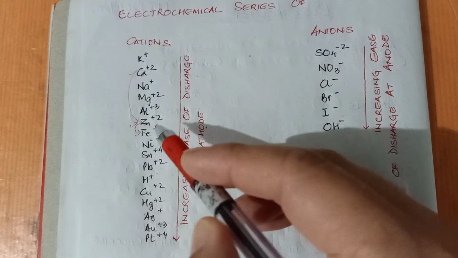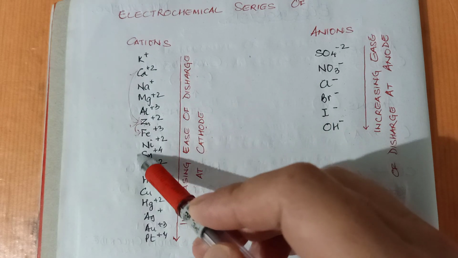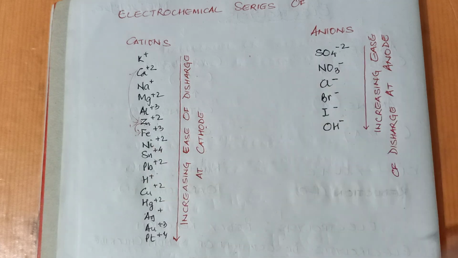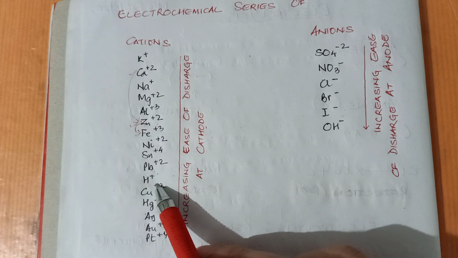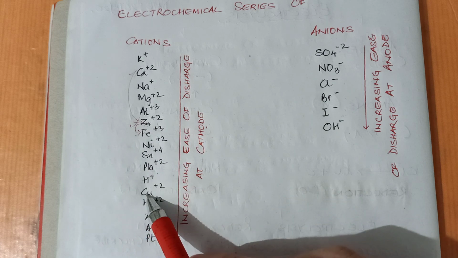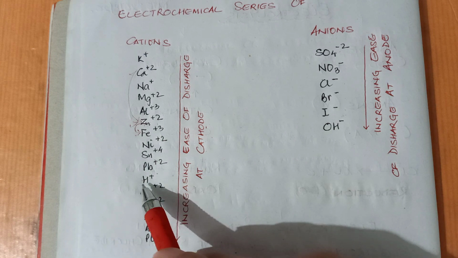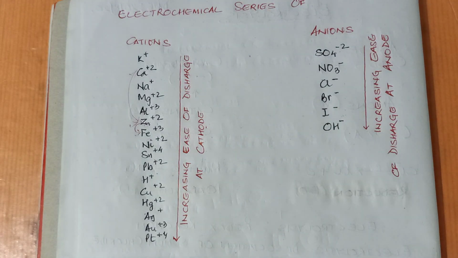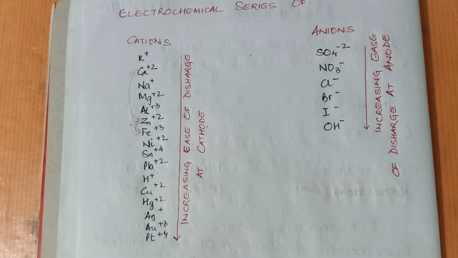If we see cations such as zinc and hydrogen, between zinc and hydrogen, which one will move towards the cathode? Hydrogen, because hydrogen is at a lower position. Between hydrogen and copper, which one will get discharged at the cathode? Copper, because copper is at the lower position. So as we move down, the discharge of cations at the cathode increases.